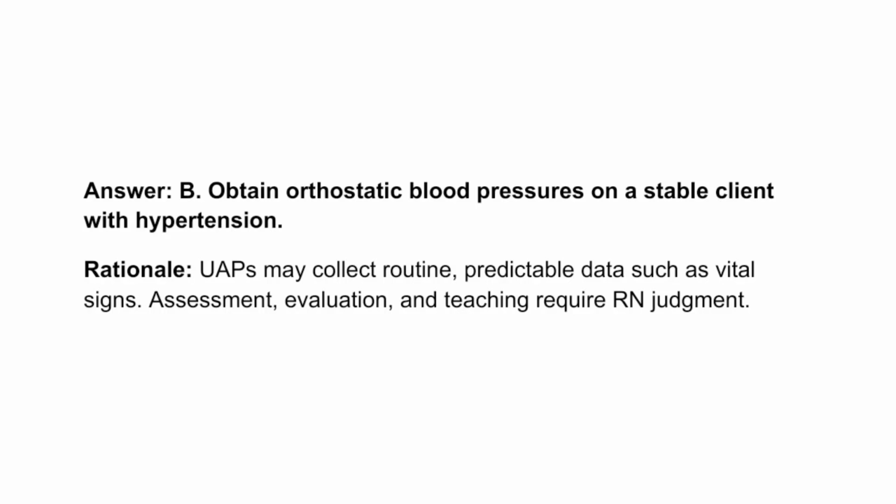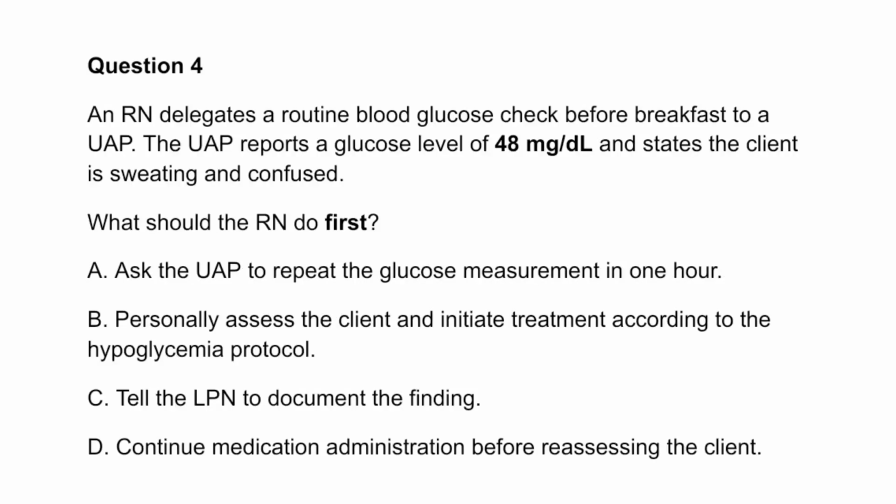Rationale: UAPs may collect routine, predictable data such as vital signs. Assessment, evaluation, and teaching require RN judgment. Question 4. An RN delegates a routine blood glucose check before breakfast to a UAP. The UAP reports a glucose level of 48 milligrams per deciliter and states the client is sweating and confused. What should the RN do first?